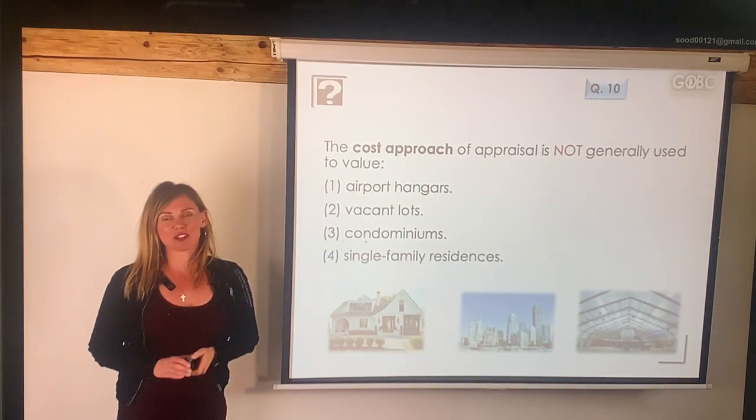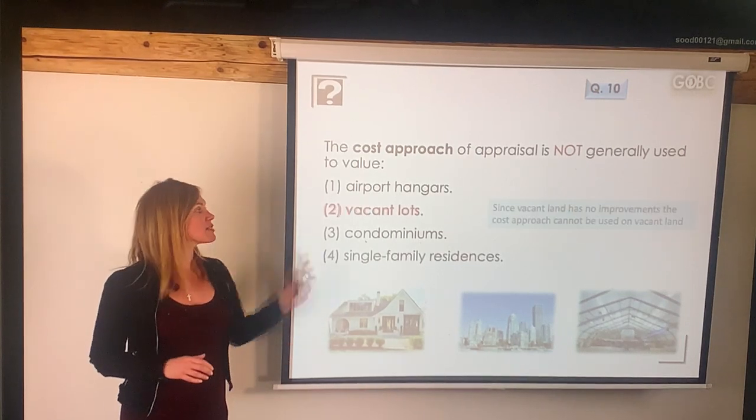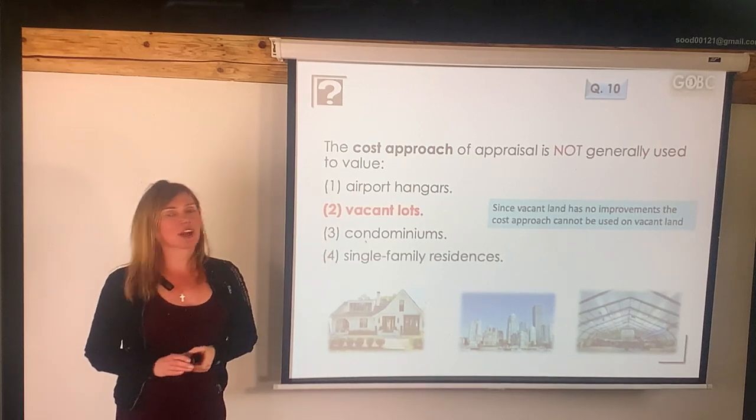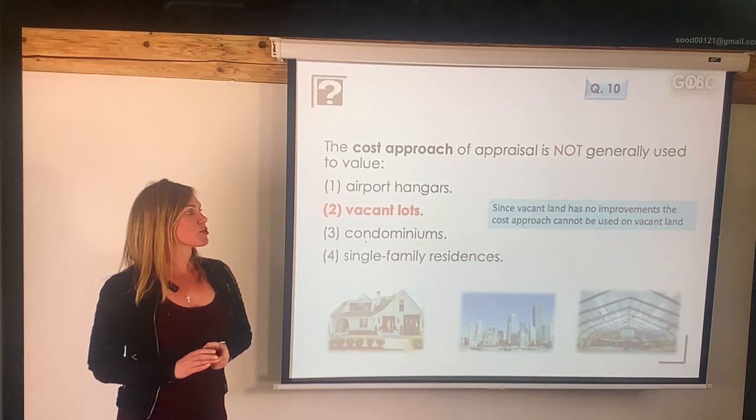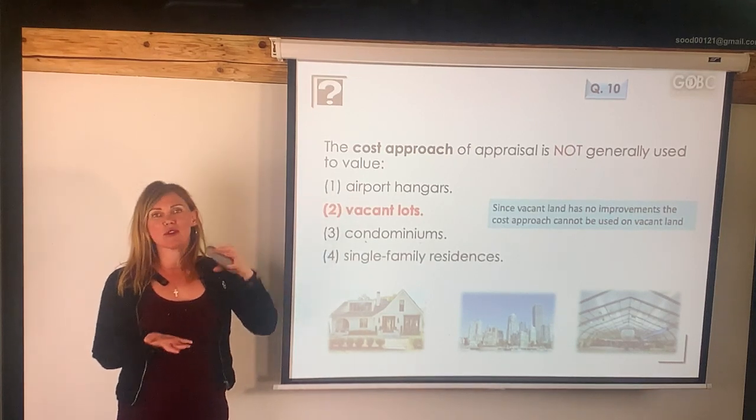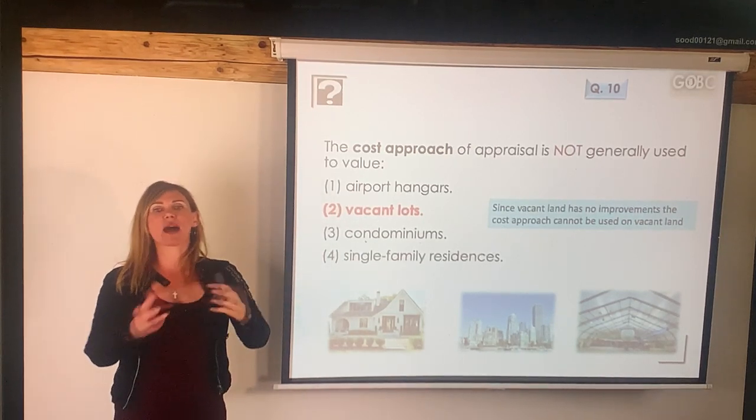Condominiums could be the same thing, right? It could be some famous people that you cannot really use for anybody else. But the vacant lot is the only one you can never ever use for the cost approach, right? Why not? Since a vacant lot has no improvements, the cost approach cannot be used for it. If it's a vacant lot, that means it has no building. That means we cannot do the math on this method, right?